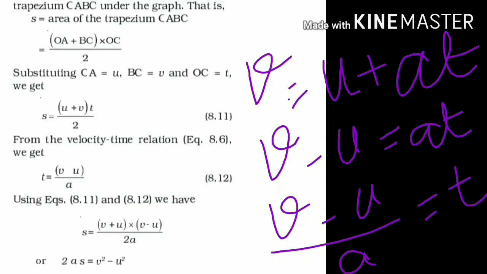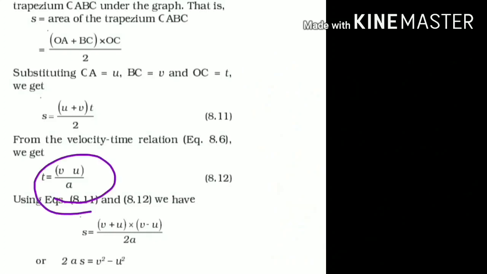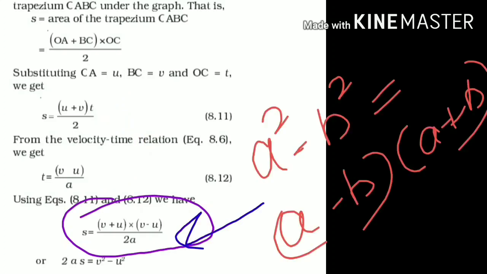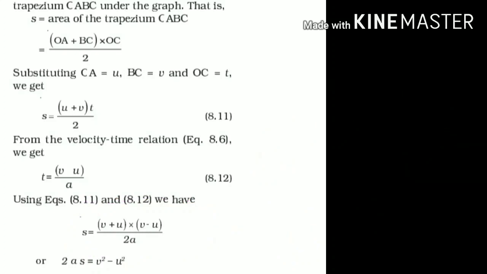Now, recalling the very first equation of motion, that is V is equal to U plus AT, on simple rearranging of the terms, we will find the value of T. So this is the value of T which we have derived now. Now, put this value of T in the above equation, we get this. Now we will apply this formula over here and on simple rearranging, we will get a result, that is V square minus U square is equal to 2AS.